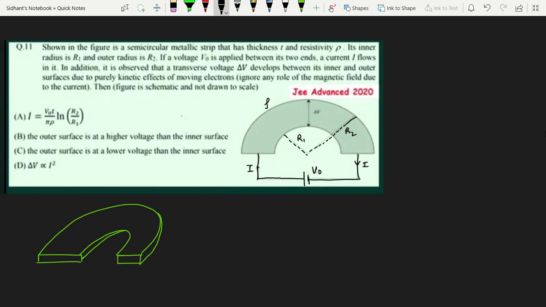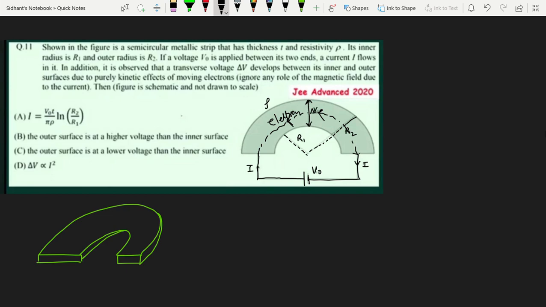It is observed that a transverse voltage delta V develops between its inner and outer surfaces due to purely kinetic effects of moving electrons. So definitely it is very clear that if current is flowing in this particular direction, then the motion of electrons will be opposite to the flow of current. So this direction will be the direction of motion of electrons. Because of the electrons in this direction, a transverse voltage delta V is developing between the inner and outer surfaces.